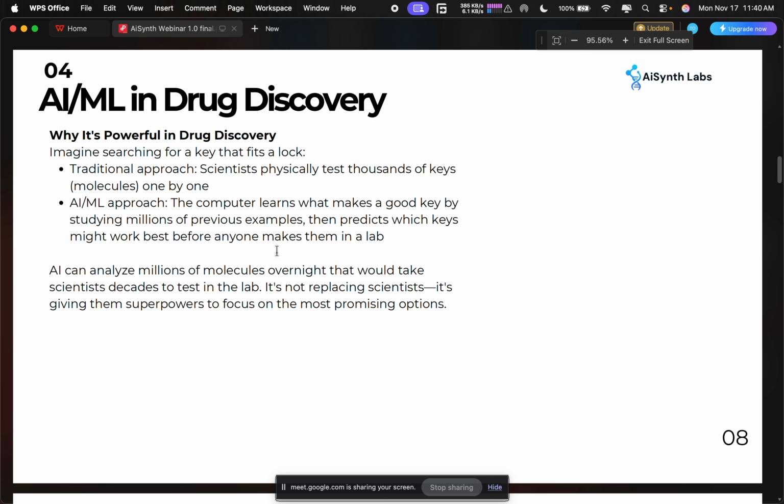So it helps us refine this, and it can analyze millions of molecules overnight, something that would take decades for scientists to test. So that's what computer-aided drug discovery is.